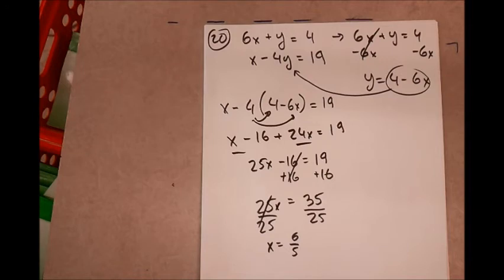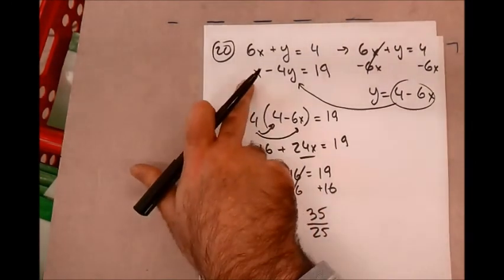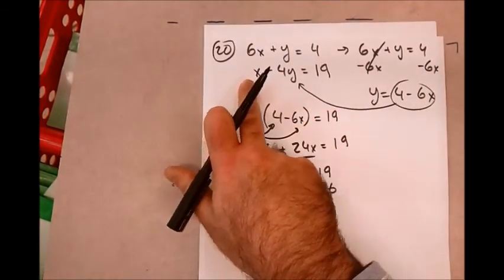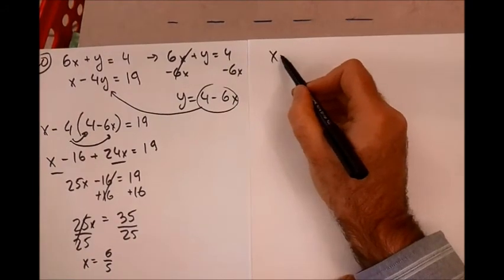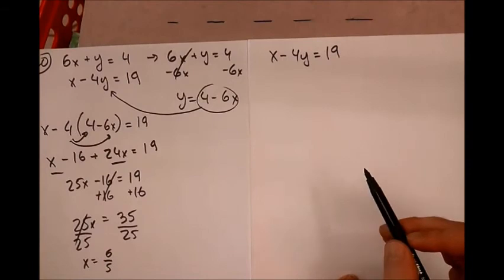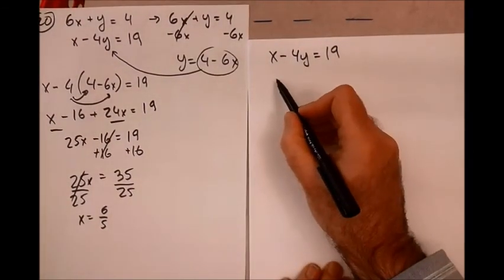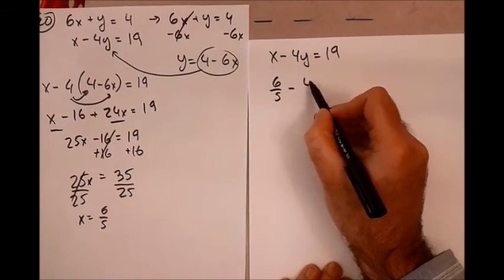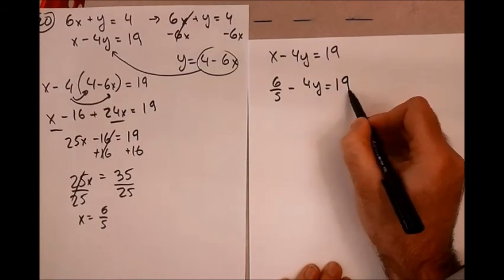Now let's go ahead and substitute this into one of the other, or any of the equations. Doesn't really matter. I'm going to substitute it in right here because the x is all by itself. That's going to make it much simpler to work with. So I'm going to rewrite that particular equation. And then I'm going to substitute the 6 over 5 in for x. I know it's a fraction. It's okay. We'll make it work.